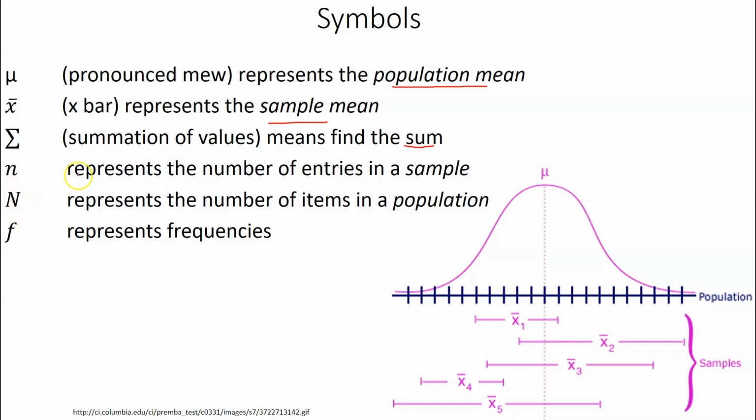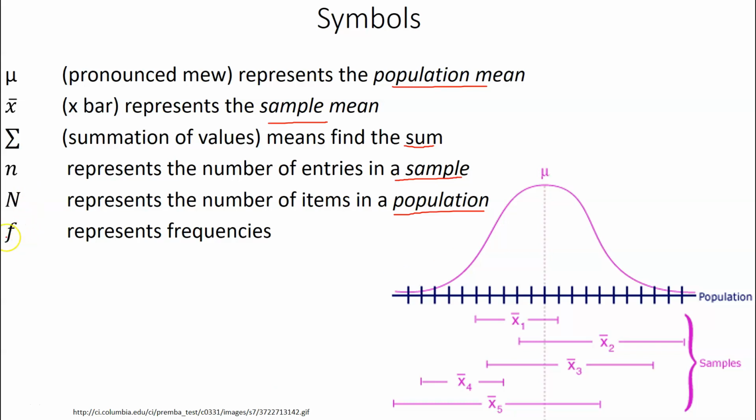Small n is the number of entries in a sample. Capital N is the number of items or entries in a population. Okay, so we've got if it's a sample, if it's a population. We use different symbols for these. So that's a little confusing because you're kind of talking about the same thing, and at the same time you're kind of not talking about the same thing. It's kind of the context of it.